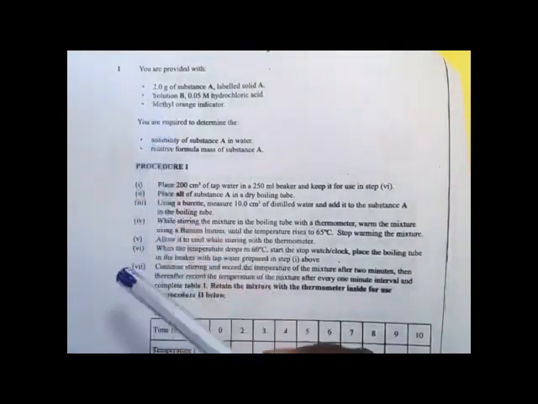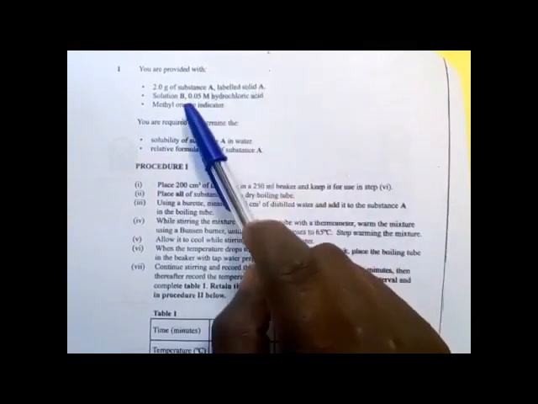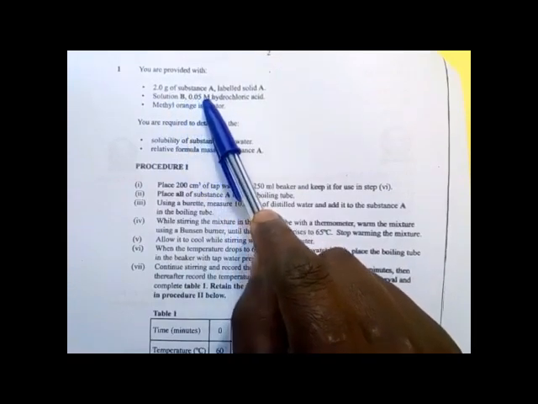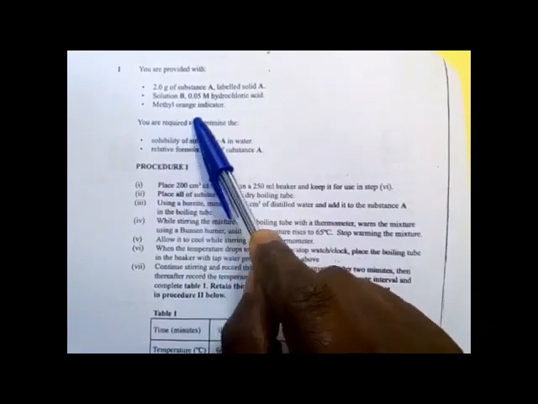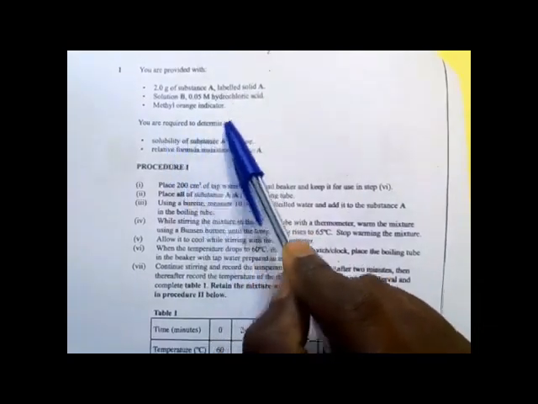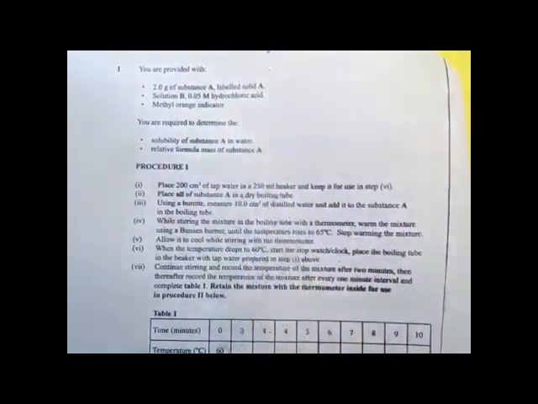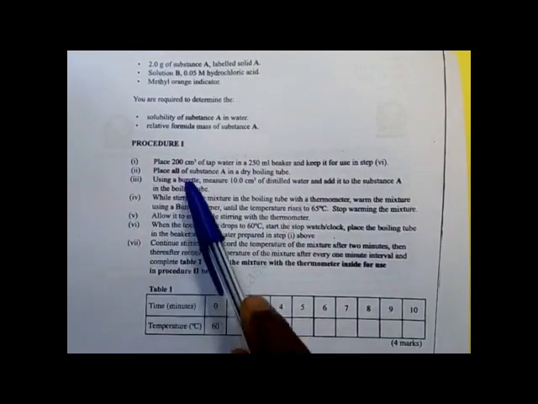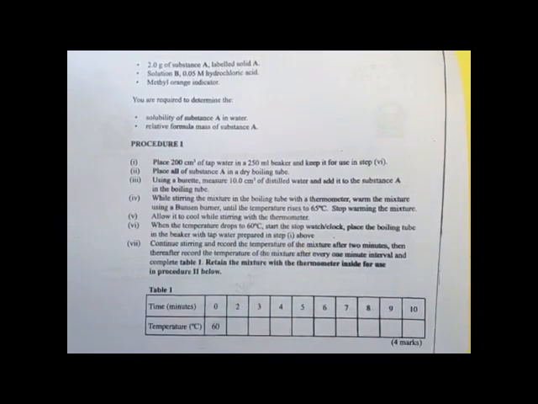You are provided with 2 grams of substance A labeled solid A. Solution B, which is 0.05 molar hydrochloric acid, and methyl orange indicator. You are required to determine the solubility of substance A in water and the relative formula mass of substance A. I want to take you through procedure 1 because we need to understand it for us to go to procedure 2, because they are related in one way or the other.